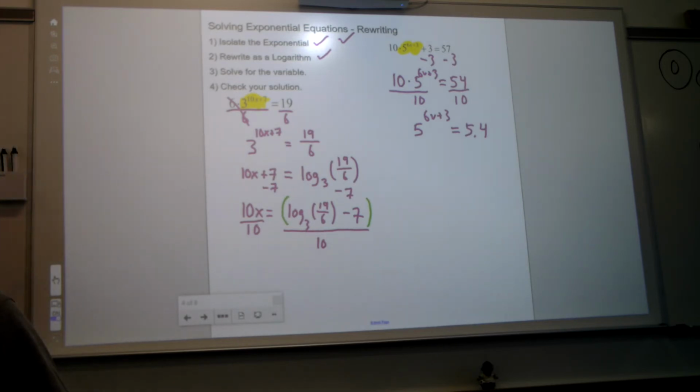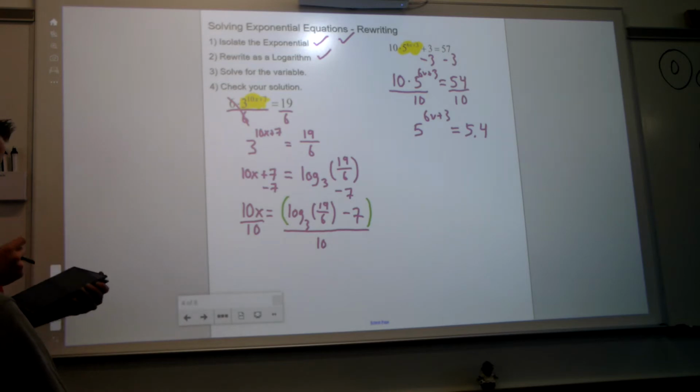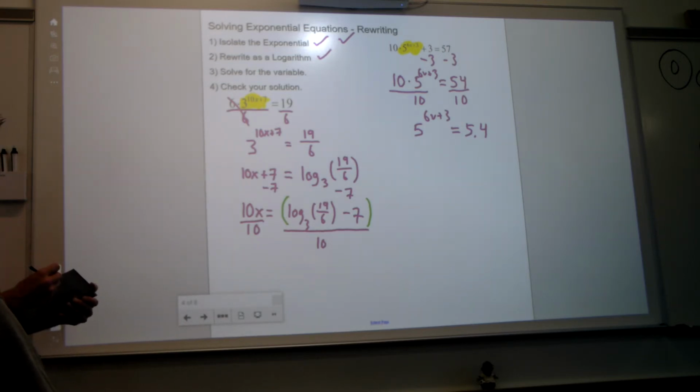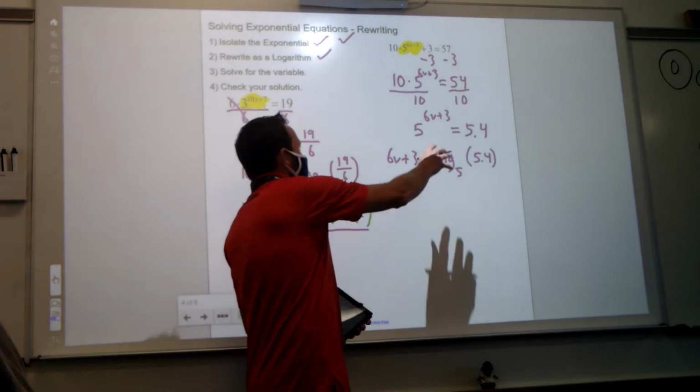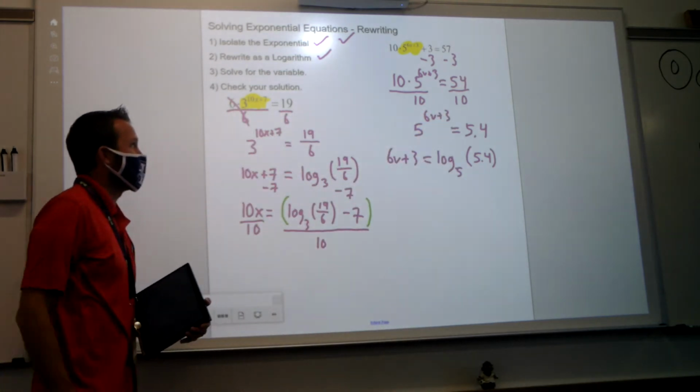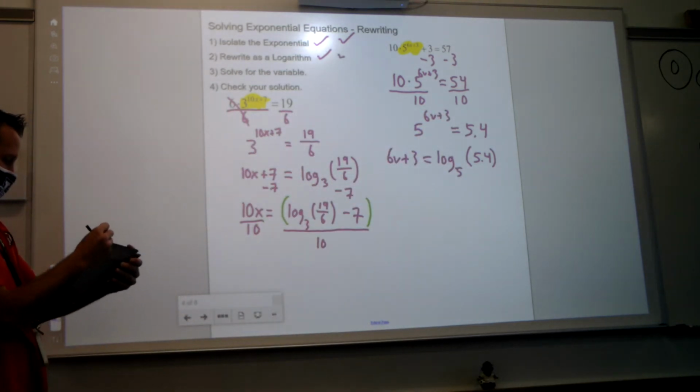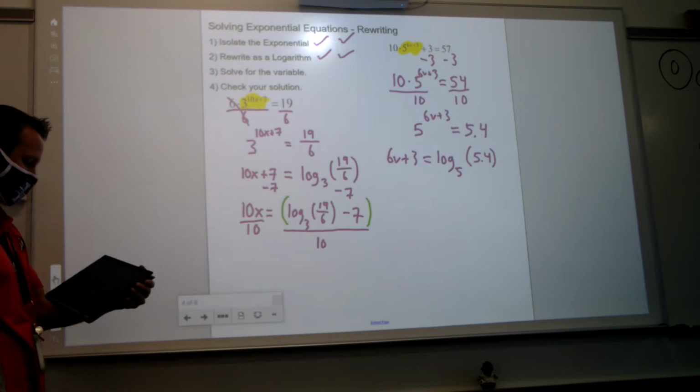Okay, Brian, tell me what you did on this one. How did you write this out as a log? What do you guys think? That is perfect. Good job, Brian. So that's rewriting it from an exponential to a log. Check, you got that done.